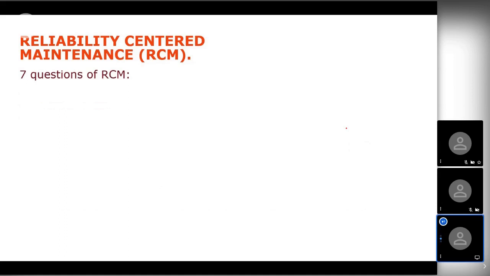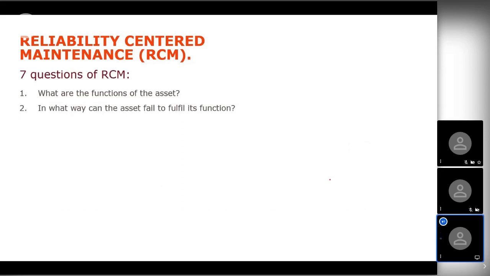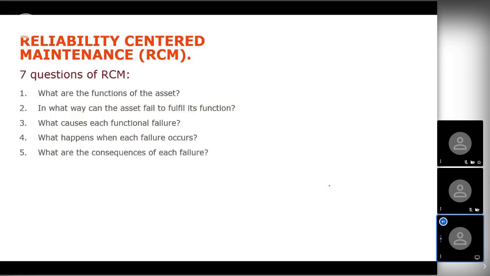So the RCM process asks us 7 questions. What is the function of the asset? What's it meant to do? How can it stop doing that function? What causes that failure? What happens when that failure happens? So what's the consequences of that failure?